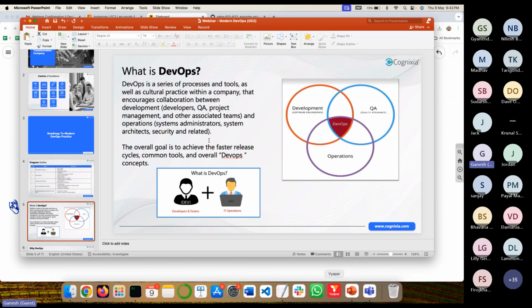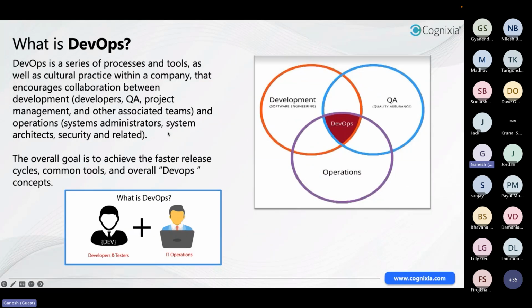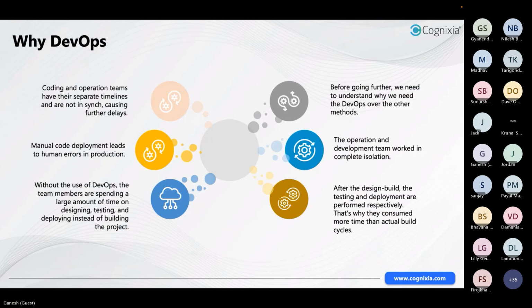So it's a process to reduce the gap between the developers, the IT operations and testers. DevOps sits in between. It formalizes the entire process, and this entire process benefits all the teams. So why do we need DevOps? The coding and operations teams have their own timelines, and they are not in sync most of the time, and there are further delays, which sometimes creates friction between them.